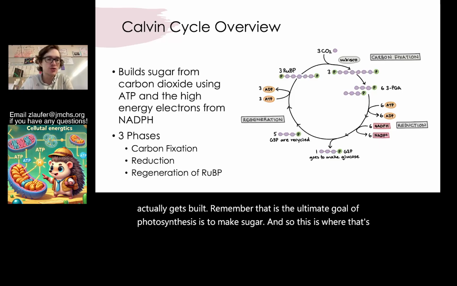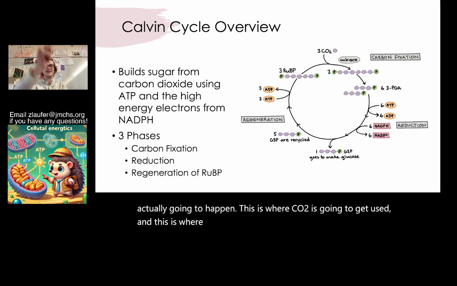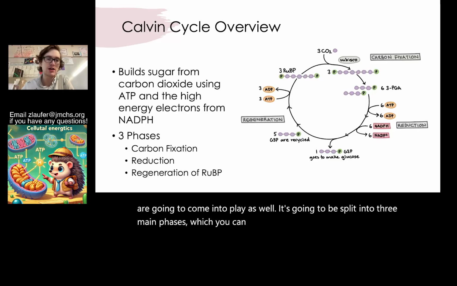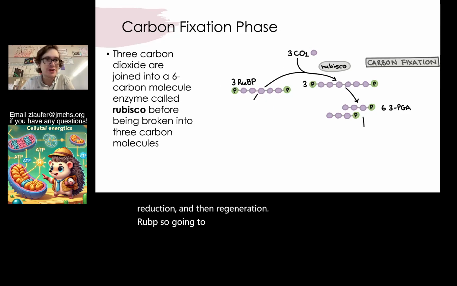This is where CO2 is going to get used. And this is where the high energy electrons and ATP that we made are going to come into play as well. It's going to be split into 3 main phases, which you can see in this cycle. It's carbon fixation, reduction, and then regeneration of RUBP. So I'm going to start talking about carbon fixation.